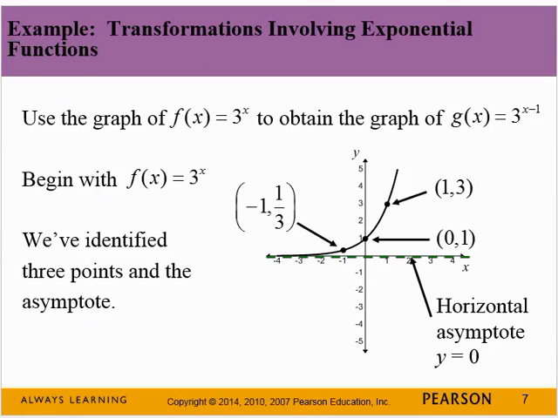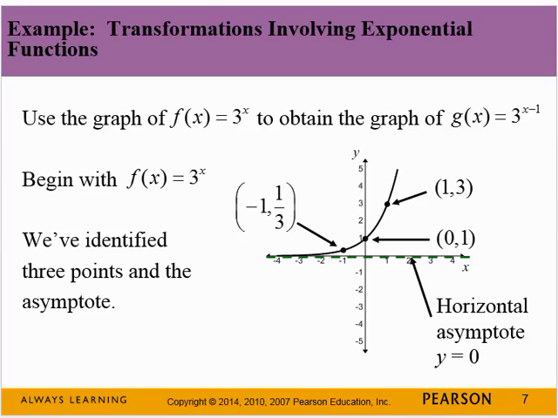So use the graph of f of x equals 3 to the x to obtain the graph of g of x equals 3 to the x minus 1. So we had just graphed on the other slide f of x equals 3 to the x. So we've defined 3 points and the asymptote. You have a horizontal asymptote, y equals 0, and you have the points (1, 3), (0, 1), and (negative 1, 1/3).